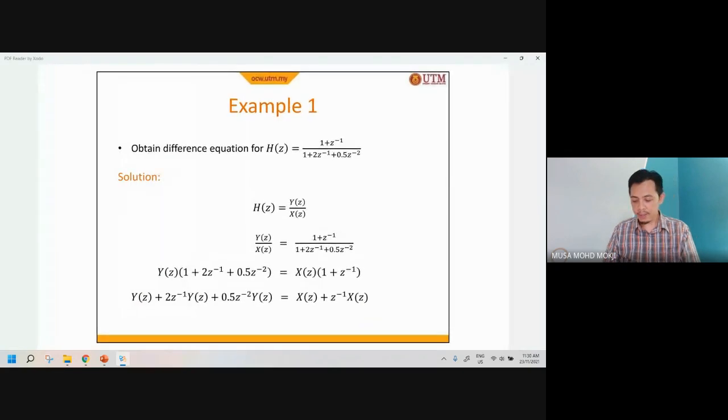Let's see one example. This is the first example. What we have is an H(z), and we want to get the difference equation. So what we do here is find the difference equation.